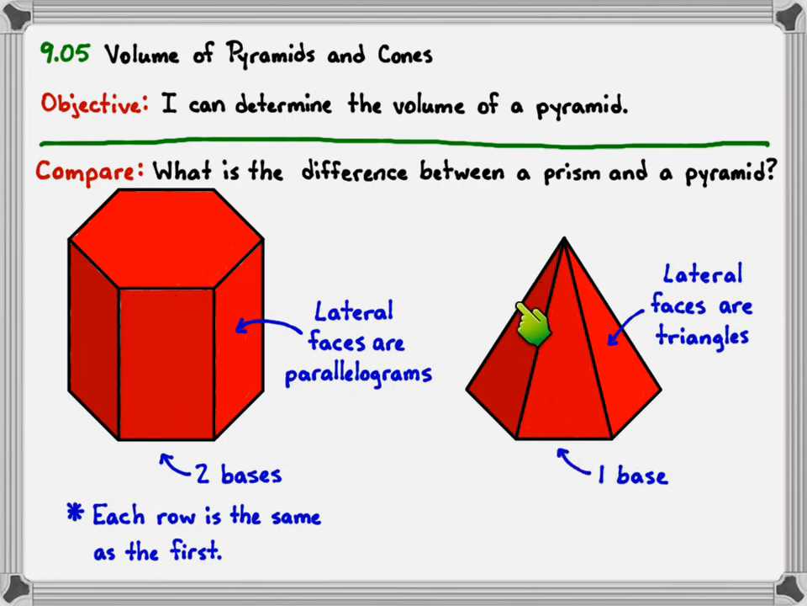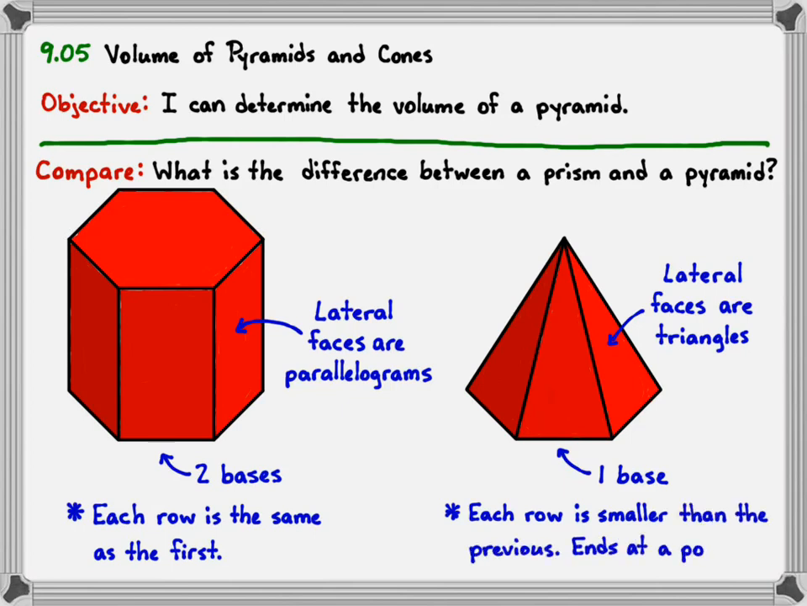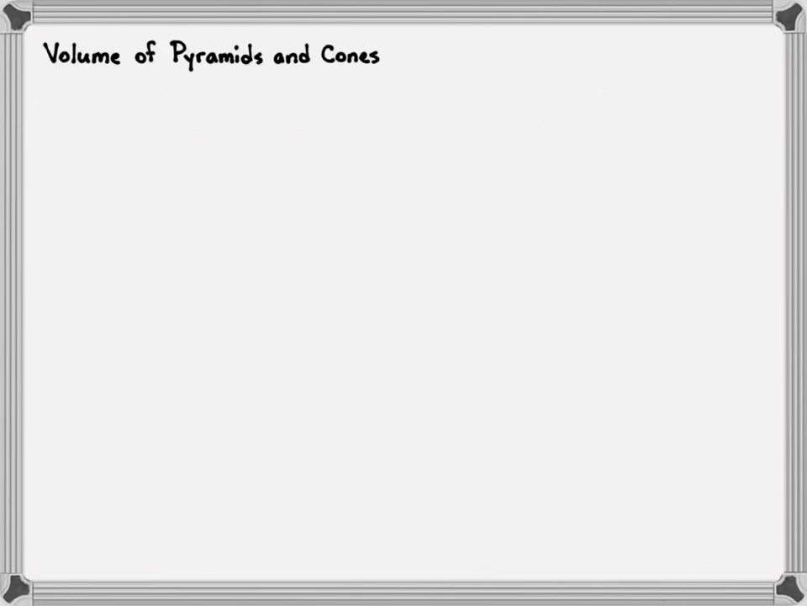But if I were to stack pancakes on this pyramid, what we're actually seeing is a pancake on the bottom, and then the next pancake up is a little bit smaller, and the next one up is a little bit smaller, and a little bit smaller, till we get to the very top, and the top one is a really, really small cross section, we'd say. So each row is getting smaller and smaller as we slice it horizontally going up. Okay? So that's the difference between a prism and a pyramid.